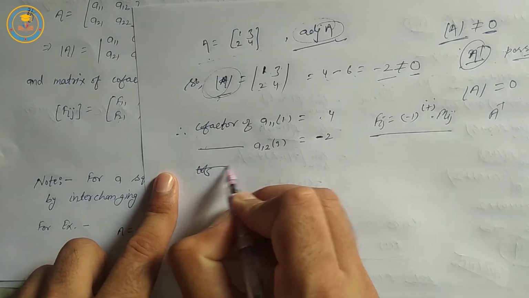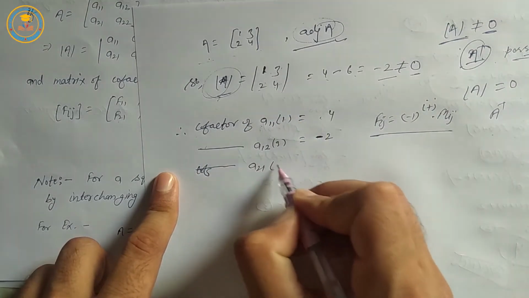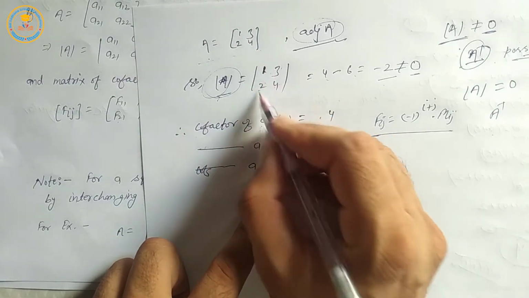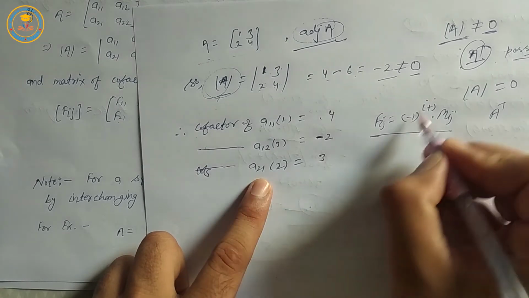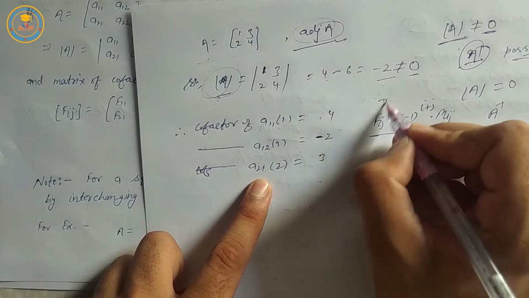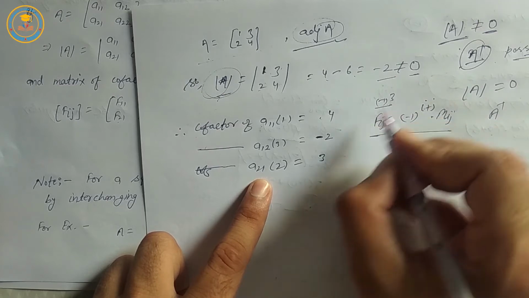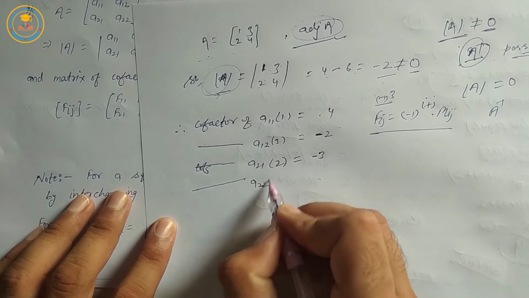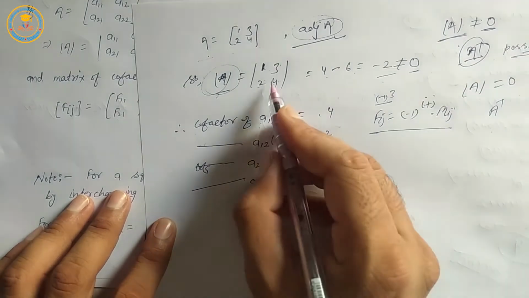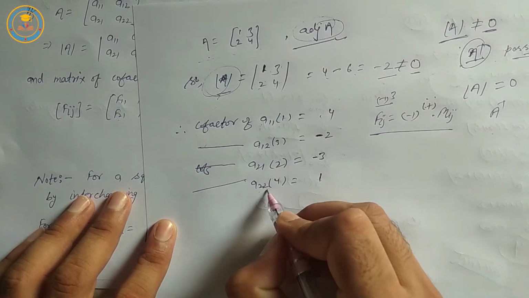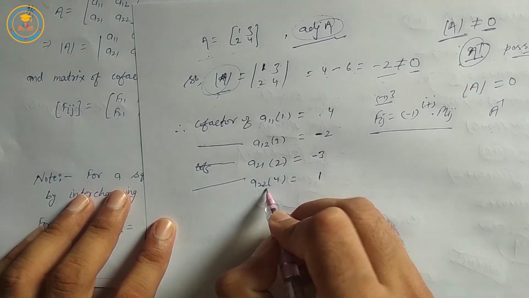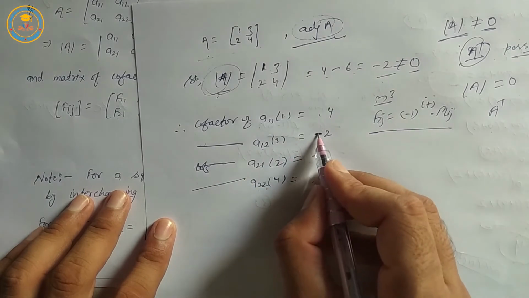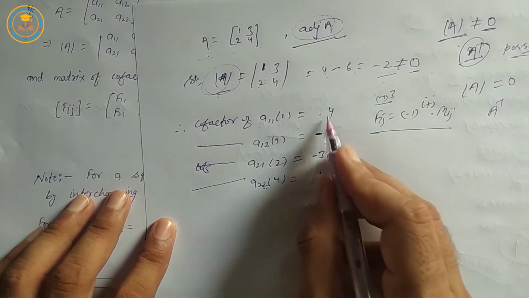Cofactor of element A21, of 2, is equal to 2, leaving the corresponding row and column, is equal to 3. 2 plus 1 is 3, it means minus 1 to the power 3, odd number, it means negative sign. Okay. Cofactor of element 4, A22, is equal to 1. 2 plus 2 is equal to 4, even number, it means positive sign. Okay. Odd numbers, negative sign; even number, positive sign.